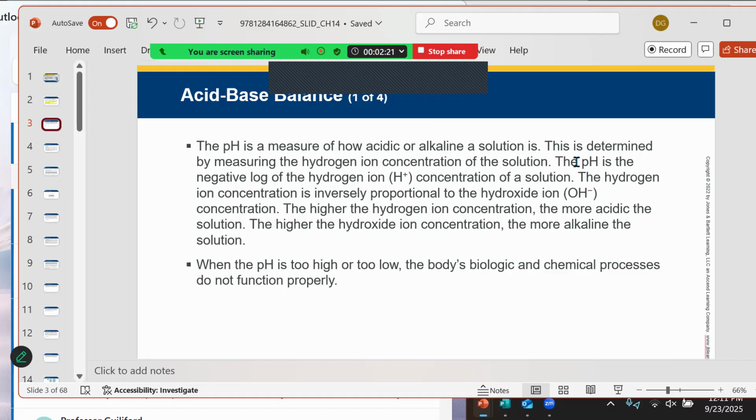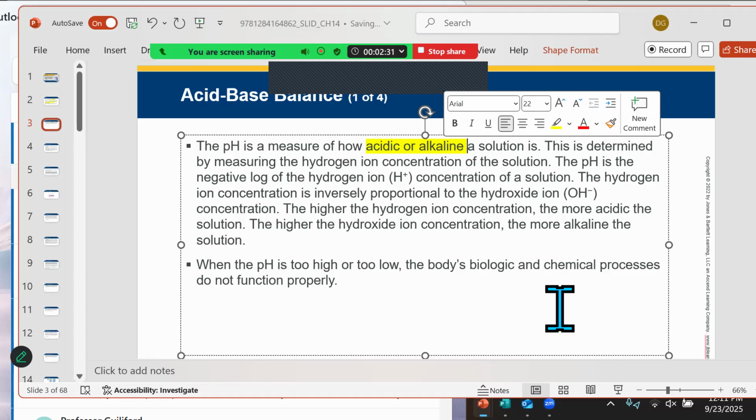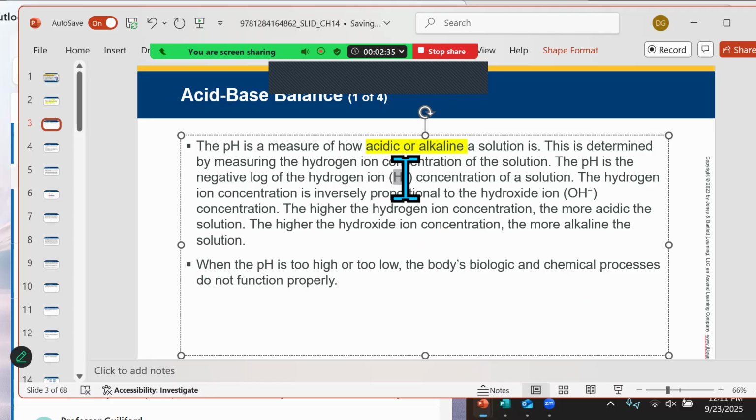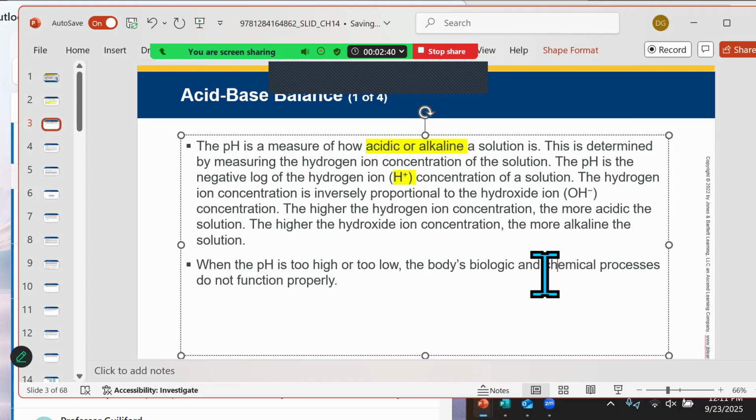pH is a measure of how acidic or alkaline nature of any solution, including the blood. It's really the hydrogen ion concentration is what we're talking about. Hydrogen ion is inversely proportional to the hydroxide ions. And the higher the hydrogen ion, the more acidic the solution, which would mean the lower the pH. I think you guys know that a lower pH means more acidic.